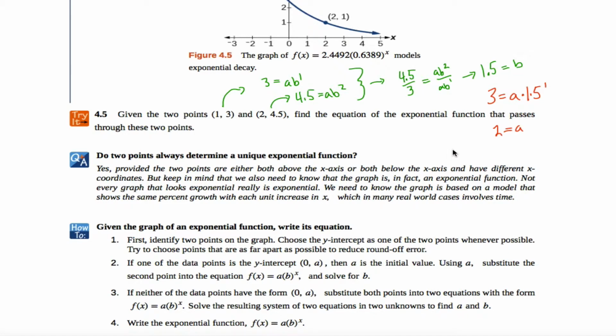So therefore, my answer to this question would be y equals a times b. Sure. Let's go to, instead of 1.5, I'm going to write it as a fraction. I prefer fractions to decimals, just a personal preference. A times b to the x power, this right here, will be my answer.